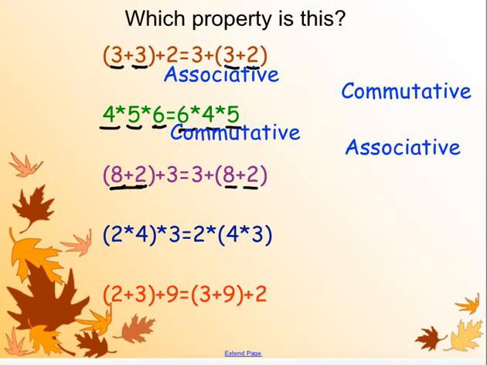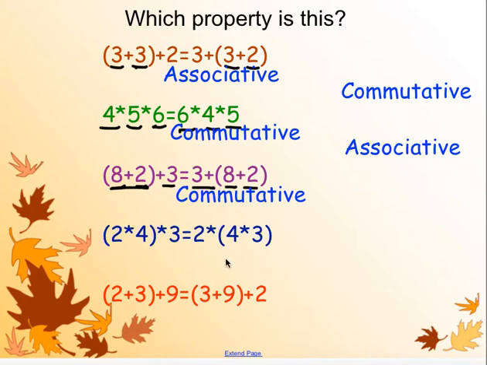We have 8 plus 2 first, and then we're going to add 3, whereas the second one, we're adding 3 outside first plus that parenthesis. So we changed the order, which means that we have the commutative property. We are able to move those around.